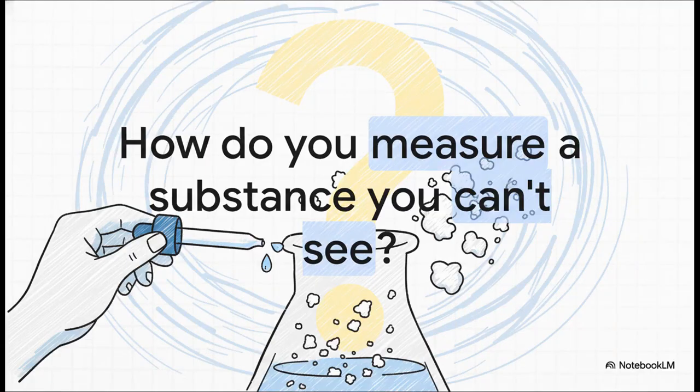So think about this for a second. How in the world do you measure the exact amount of something when it's totally dissolved in a solution? I mean, you can't see it, you can't just pick it out. Well, chemists have this incredibly clever solution. You basically force it to appear out of thin air, or, well, out of the solution itself. And that is the magic behind precipitation titration.